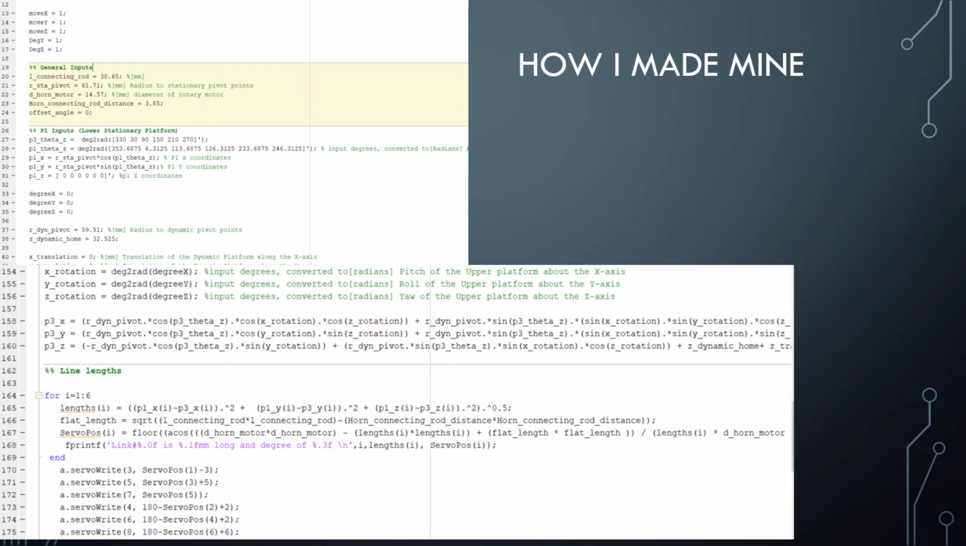So I use MATLAB to record and simulate the output motion of a Stewart platform using an Arduino. And the way I did this was measure and or calculate things like the length of the connecting rod, servo horn, radius of the stationary pivot points. These can be seen here. Once I had these, I was able to calculate the roll, pitch, and yaw of the platform and how they equated to the movement of the servos.